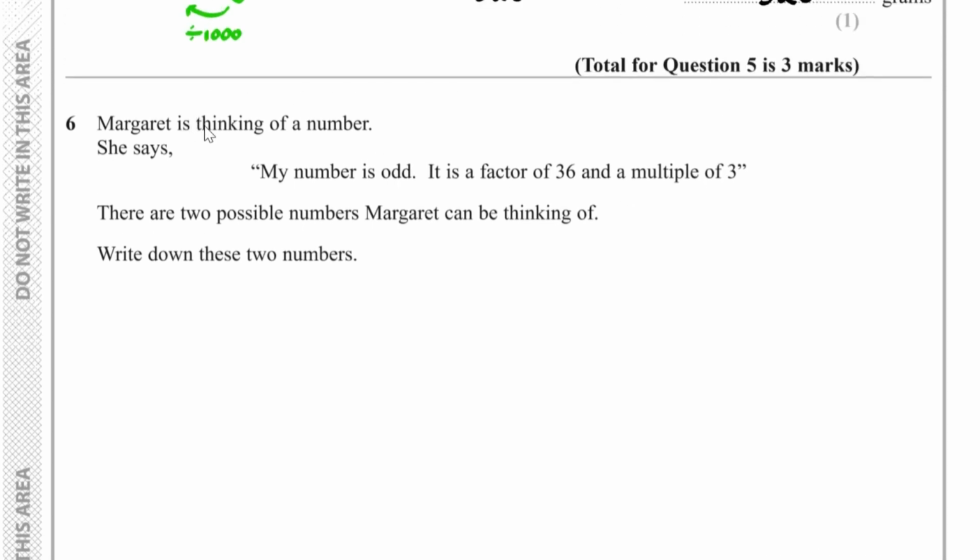Question number 6. Margaret is thinking of a number. She says, my number is odd. It is a factor of 36 and a multiple of 3. There are two possible numbers Margaret can be thinking of. Write down these two numbers.